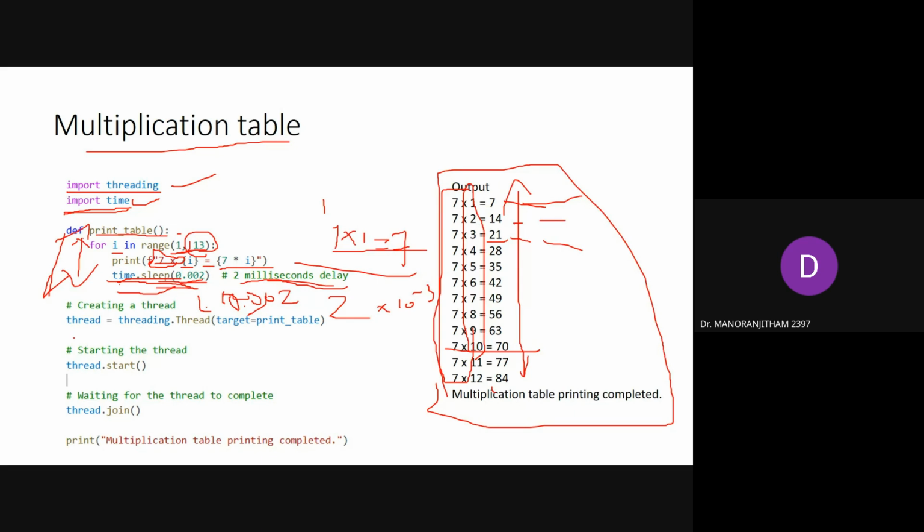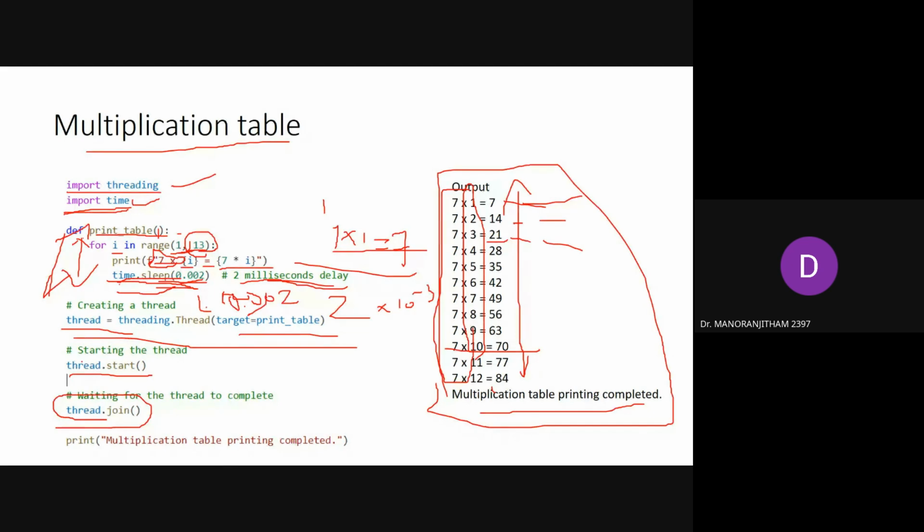Now I want to create a thread. So thread equal to threading.Thread of print_table. It doesn't have any argument, so it will call this function. Once the thread is created, use the thread.start method so the thread will start, and then ask the thread to wait to complete all the process, and then finally I need to print the multiplication table.